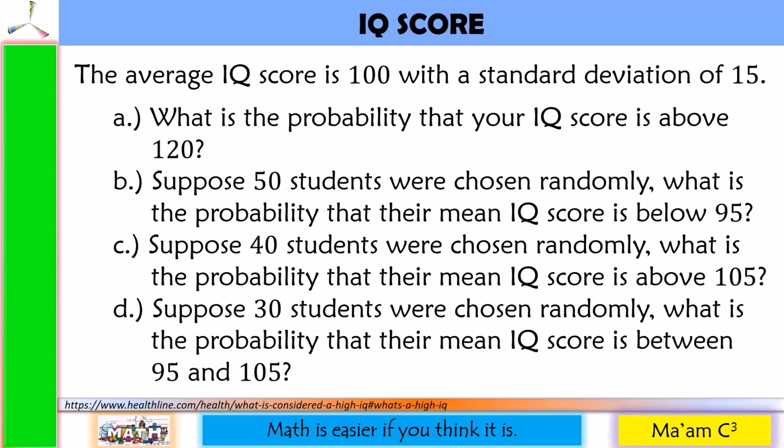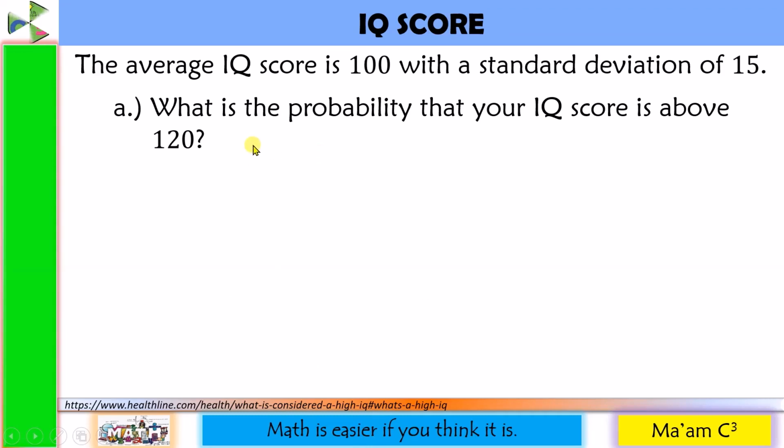Let us start. The average IQ score is 100 with a standard deviation of 15. I have 4 questions here. We're going to discuss this one by one. Letter A, what is the probability that your IQ score is above 120? So the first thing that we have to do is to identify the given.